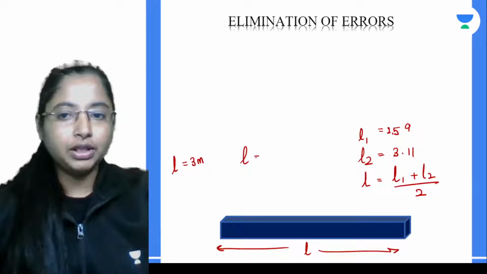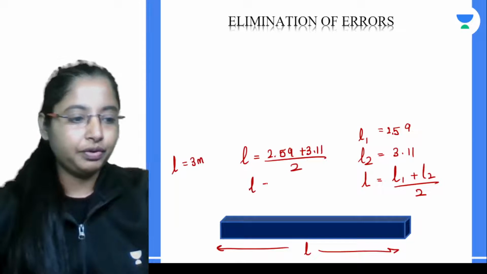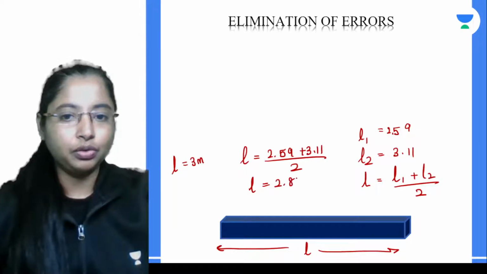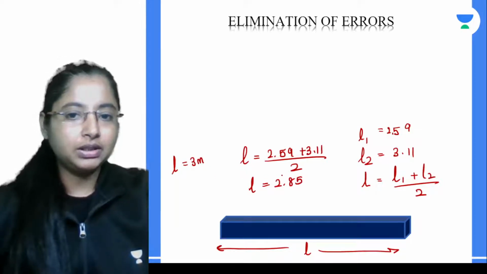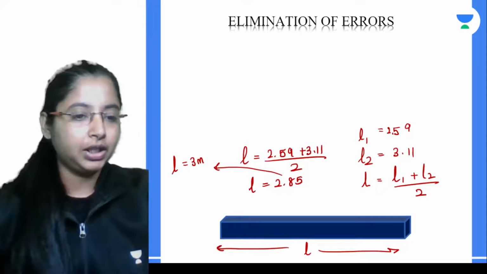So the length over here would be 2.59 plus 3.11 divided by 2. If you find the length, you will get somewhere about 2.85. Now this is sort of close, but not actually very close, right? It's not very close to this value.